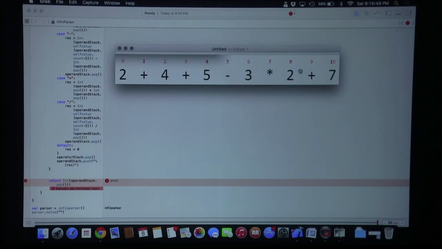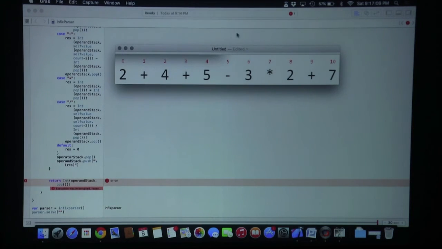So 3 times 2, we know that's 6. Then we can do it in any order we want. So 6 plus 7, for example, is 13. 5 minus 13, we could do 8. For that, and then 4 plus 8, we know that would be 12, and then add 2. So this should be around 14 for the answer.